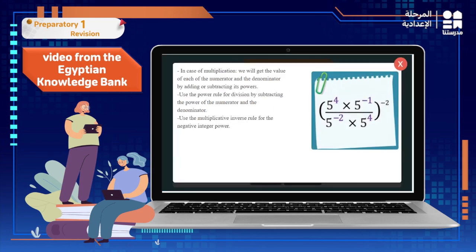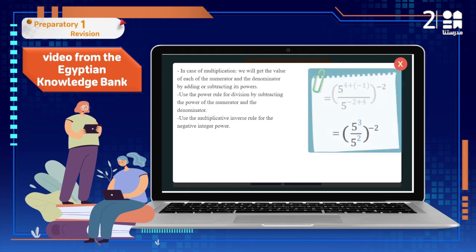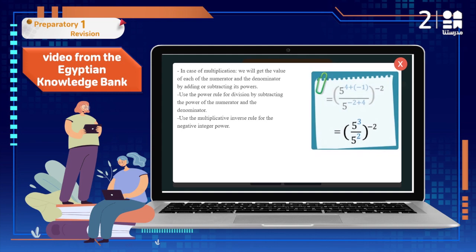The first method is, in the case of multiplication, we will get the value of each of the numerator and the denominator by adding or subtracting their powers. So the value of the numerator is 5 to the power of 4 plus negative 1, and the value of the denominator is 5 to the power of negative 2 plus 4. And the two terms are all to the power of negative 2. We get 5 to the power 3 over 5 to the power of 2, all to the power of negative 2.